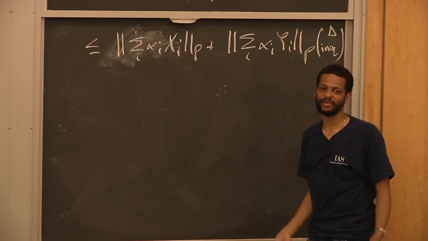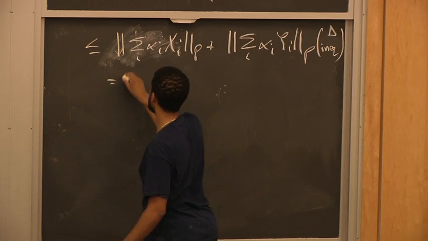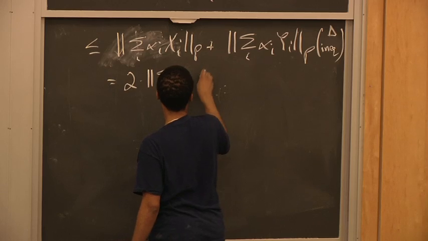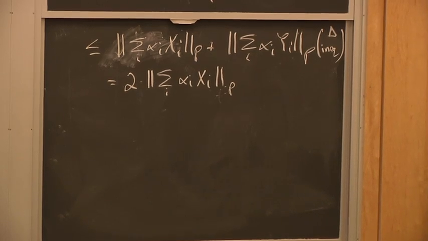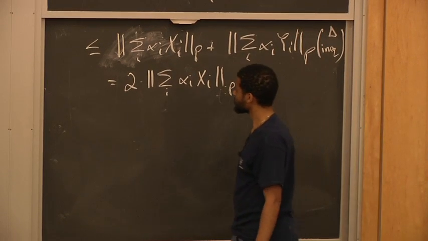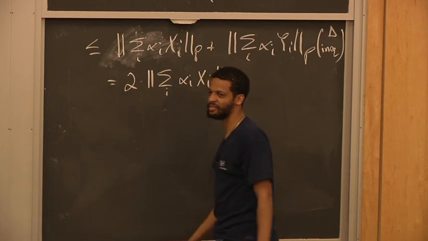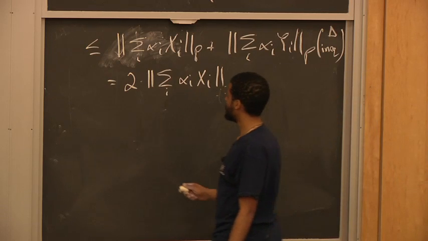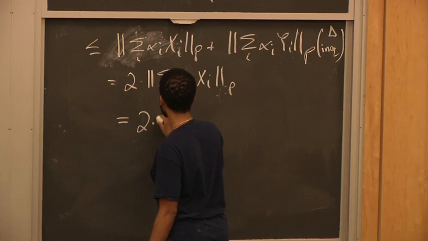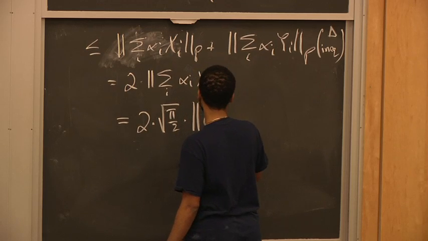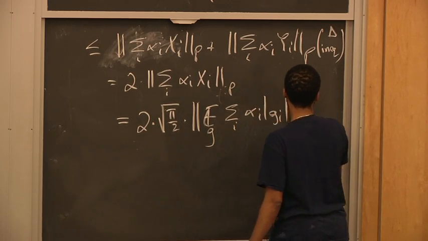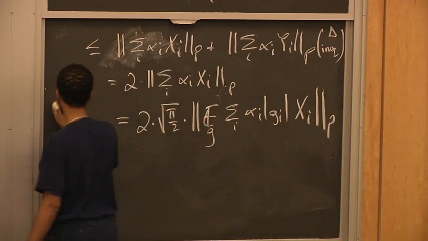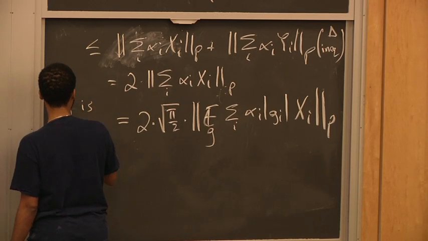But y_i and x_i are distributed the same way. These two things are the same. This is just equal to 2 times the sum over i alpha_i x_i, which, now here's maybe a magic trick that people haven't seen before. This is equal to 2 times the square root of pi over 2 times the expectation over g of sum over i alpha_i absolute value of g_i x_i, where g is a vector of IID Gaussians.